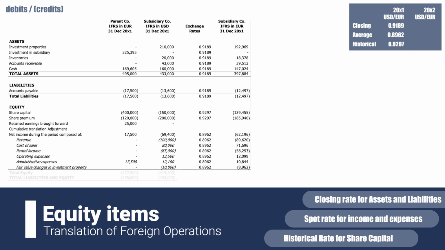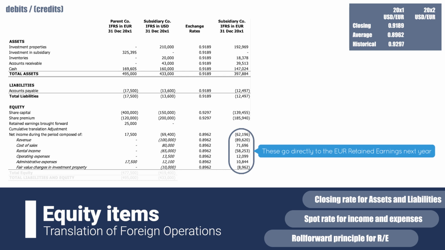In this example, you will notice in advance that the translated share capital in euro of Subsidiary B is equal to the investment in subsidiary in the books of parent A. The retained earnings are never translated using historical rate, but follow the roll forward principle. This means that the previous historical profit or loss amounts in presentation currency are simply accumulated in the presentation currency balance of the following year.